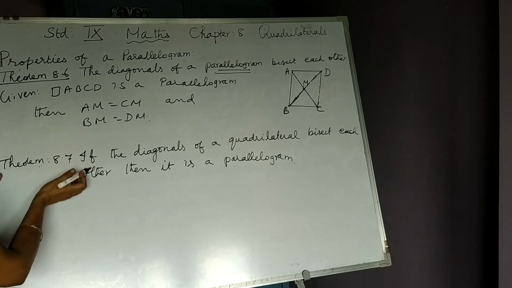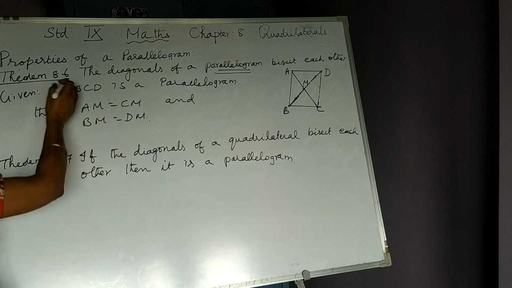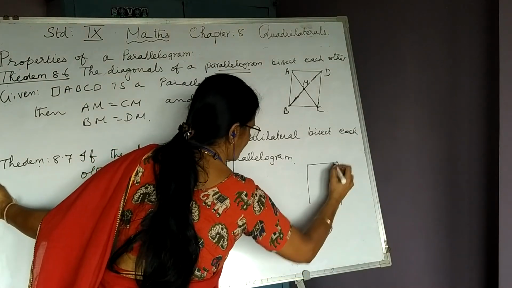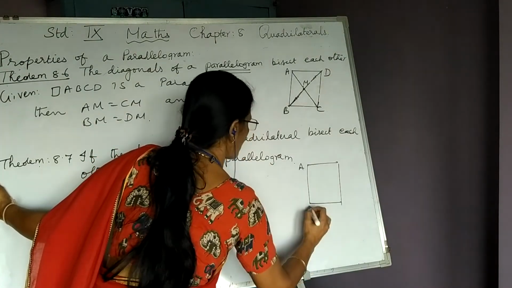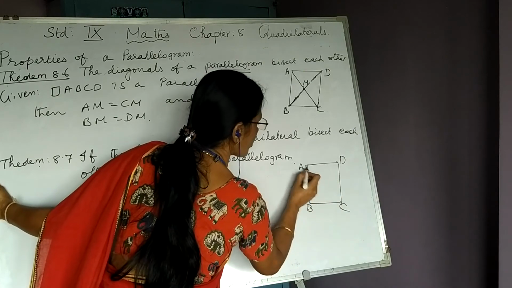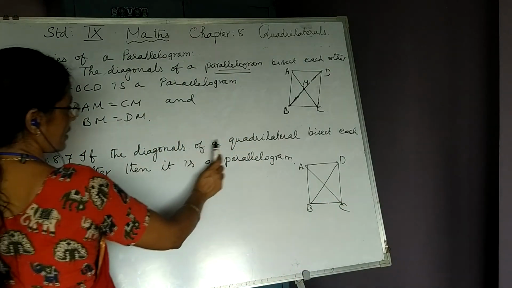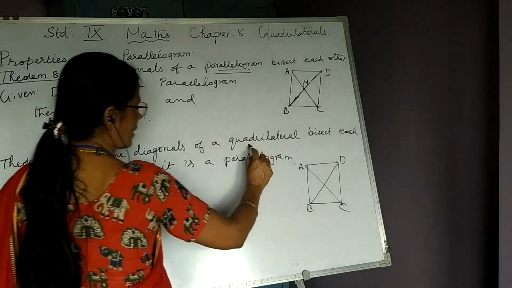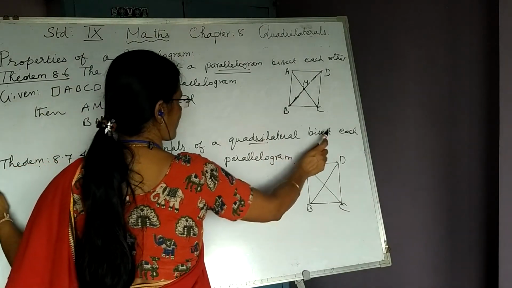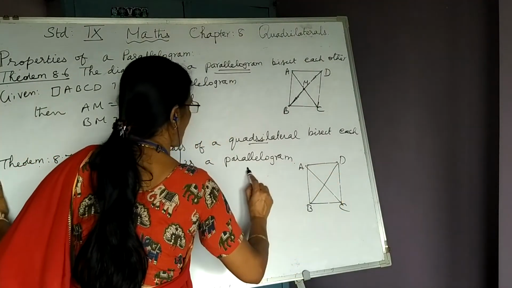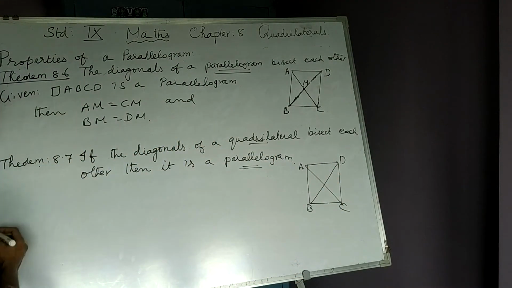Theorem 8.7 is converse of theorem 8.6. Here too I draw a quadrilateral. I complete the diagonals also. According to the theorem, in any quadrilateral, if you find diagonals bisect each other, what should be the type of the quadrilateral? It should be a parallelogram.